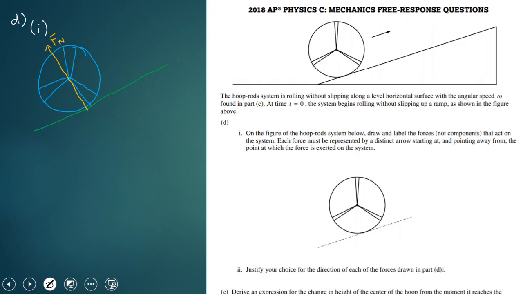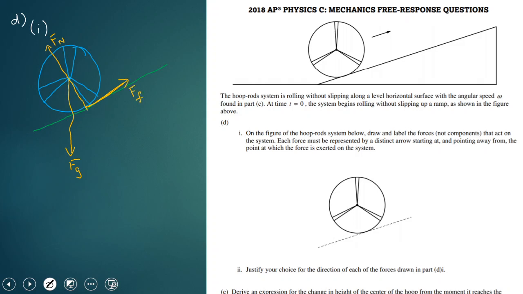So that is the force of the normal. It goes to the center of mass and originates from the surface acting on the system. We also have a force of gravity that originates at the center of mass and goes straight down. Sorry for the squiggle. And then at this point of contact, we have a force of friction as well.